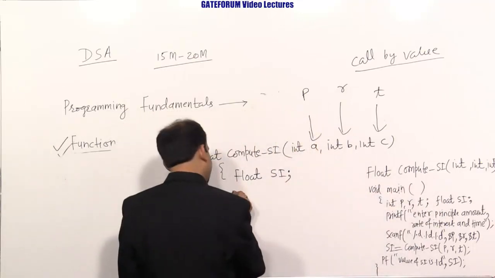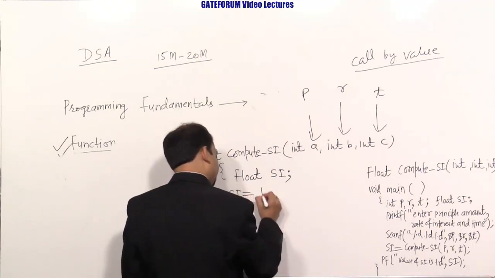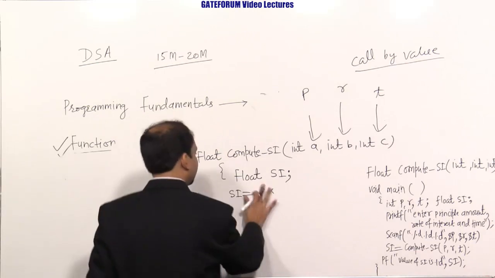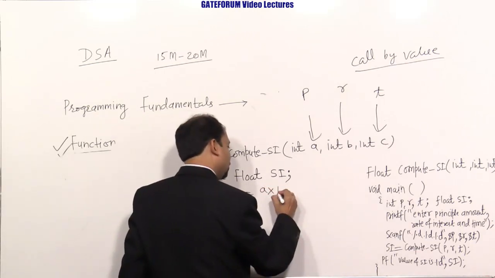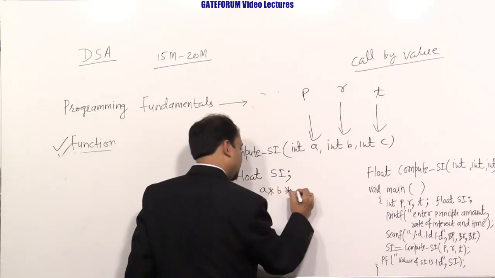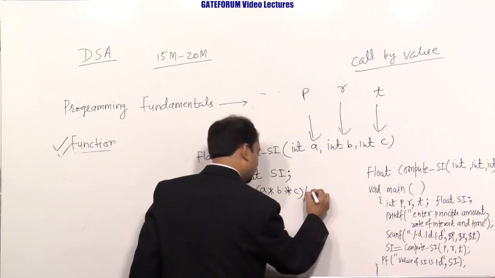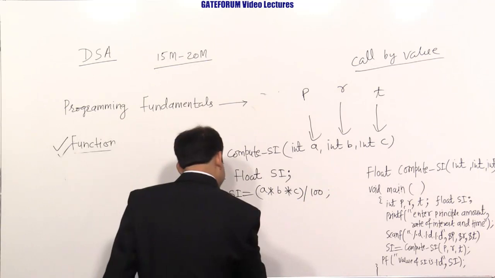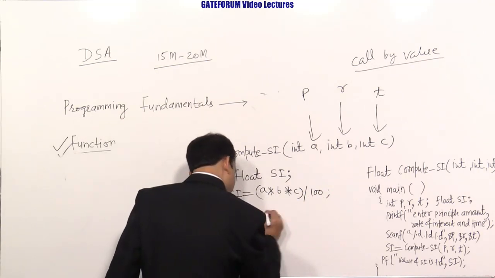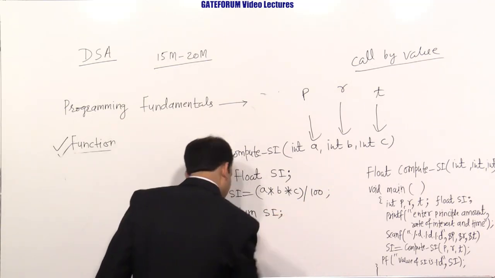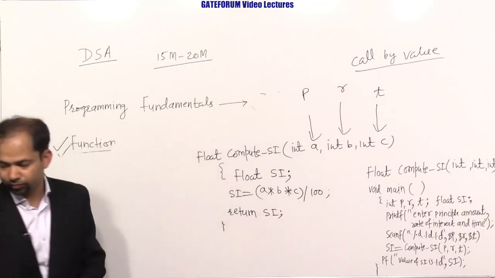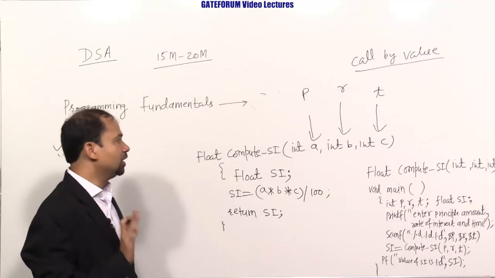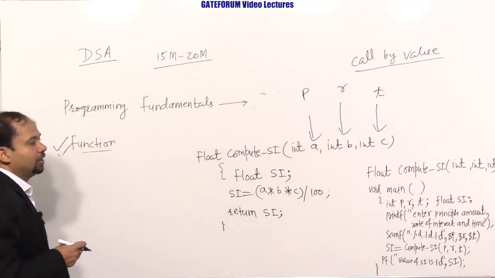So SI is equal to P into, here we don't have any P, here we have A. So A into B into C by 100, and then return SI. This is very simple. This is an easy example to understand a function, right?